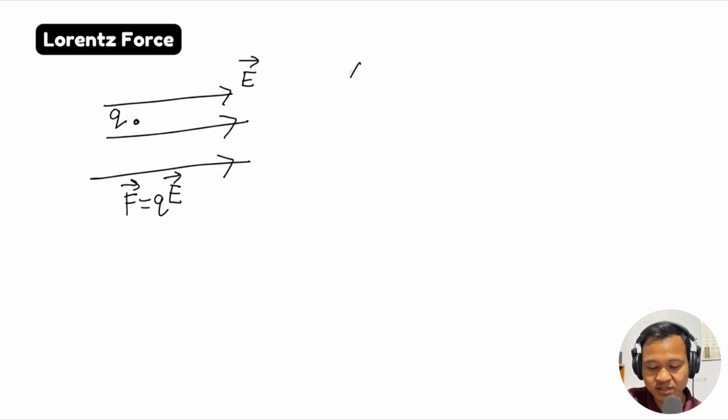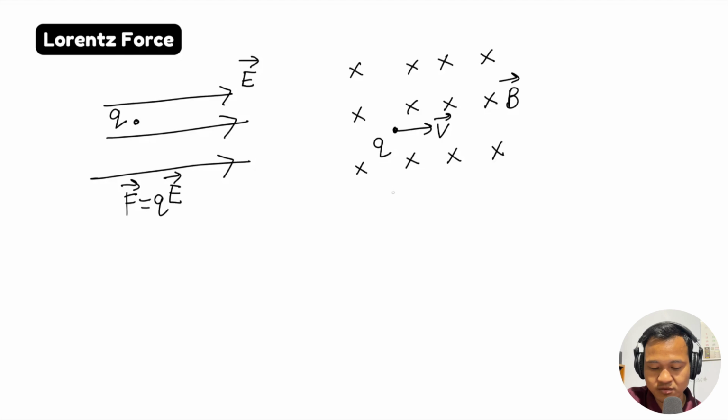Similarly, if I have a magnetic field, suppose a charge Q is here, moving with speed V. So a magnetic field is present. The force is Q into V cross B. Okay, so we can combine them.